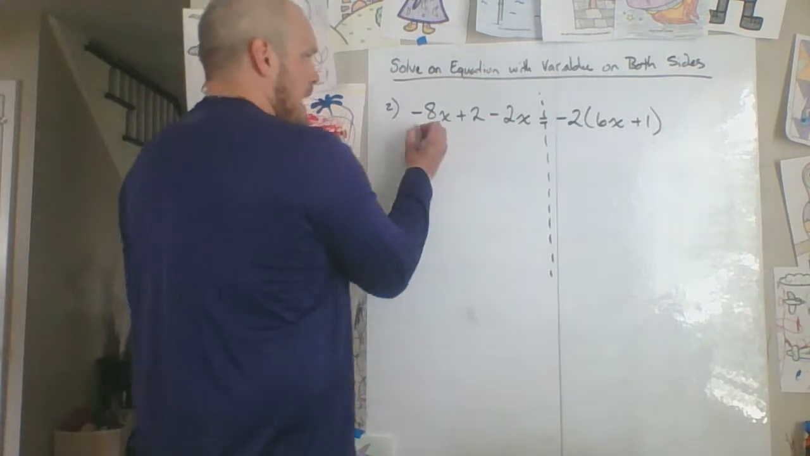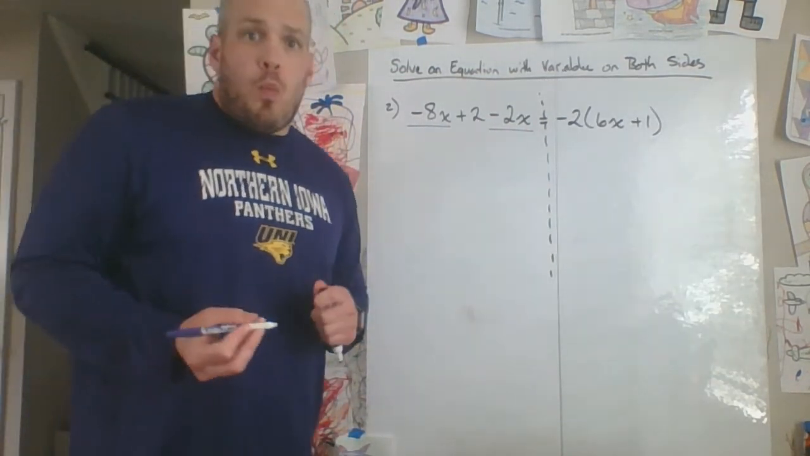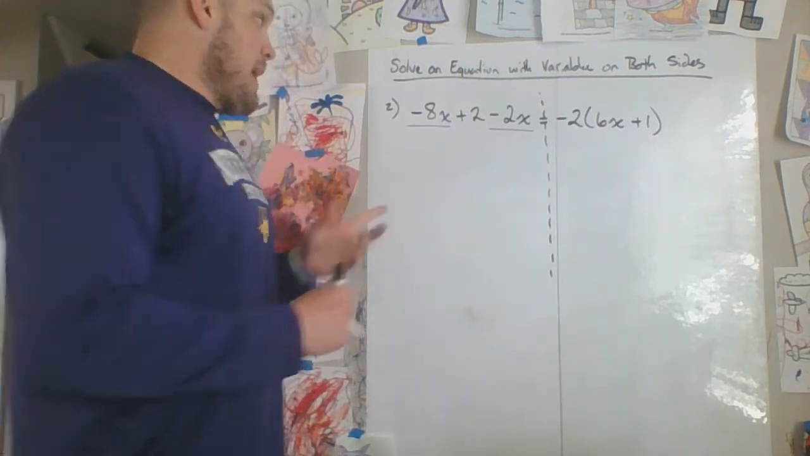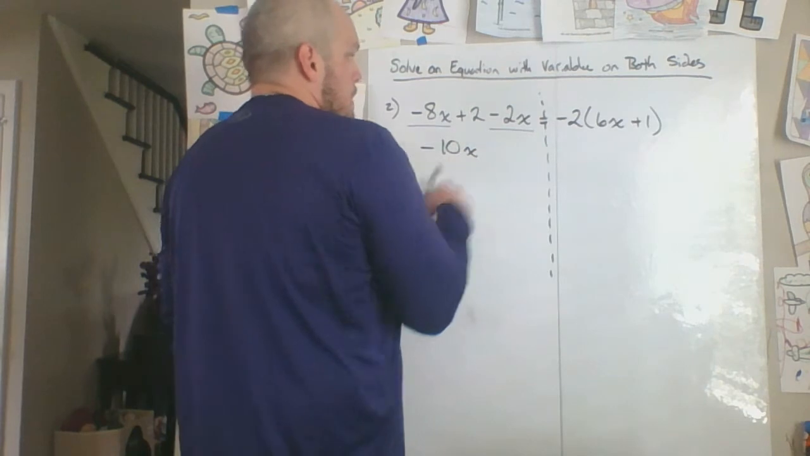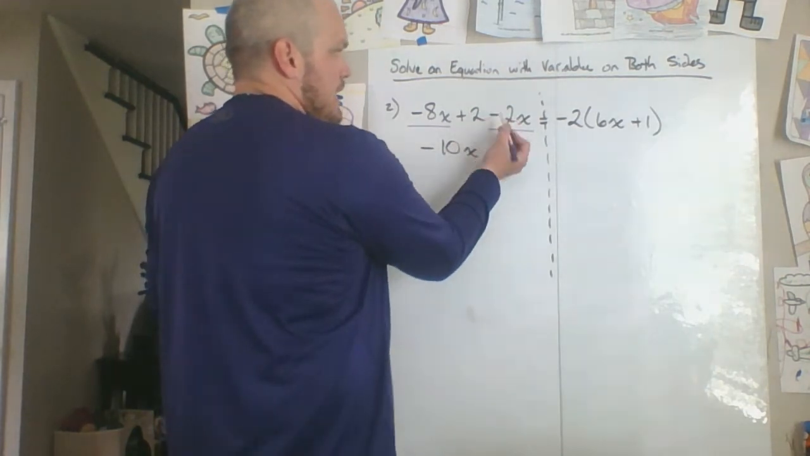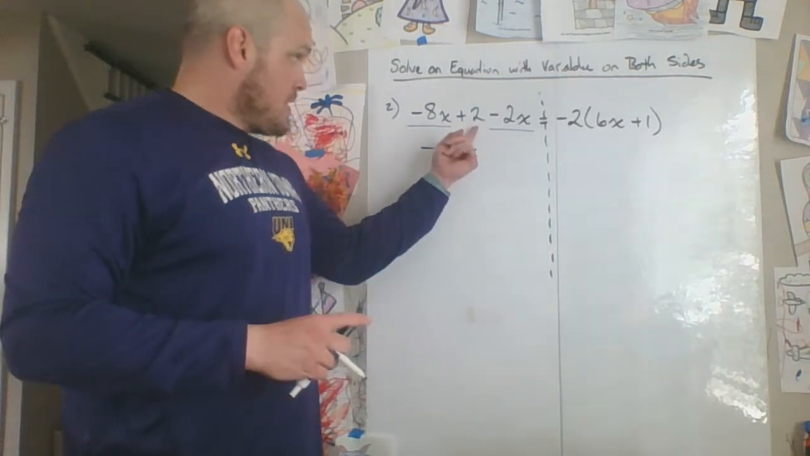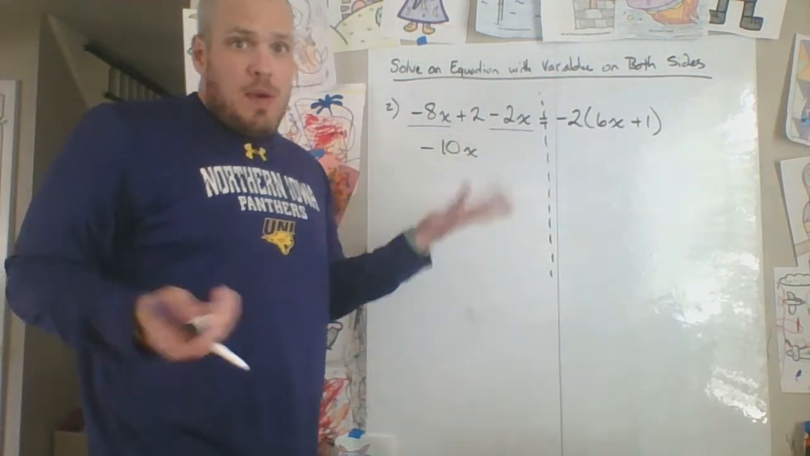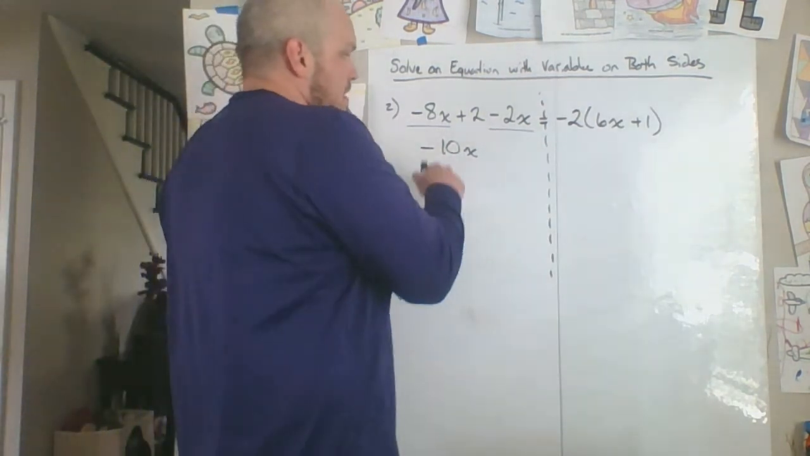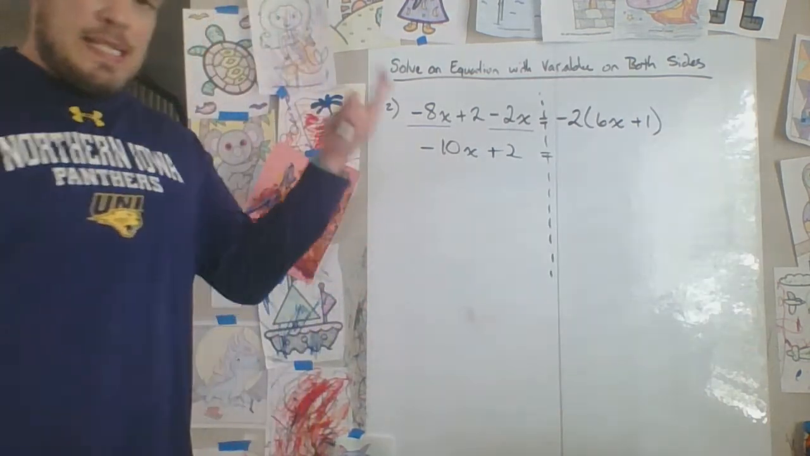On the left-hand side, we have negative 8x and minus 2x. Those are like terms. So negative 8x minus 2x is negative 10x. Make sure you understand that the operation in front of each term is connected to that term. This 2 is plus 2. This 2x is negative 2x when we're combining like terms. So we have negative 10x plus 2 equals. We simplified the left-hand side.